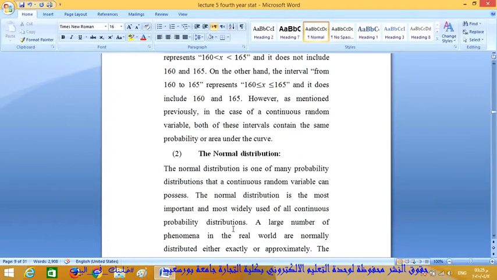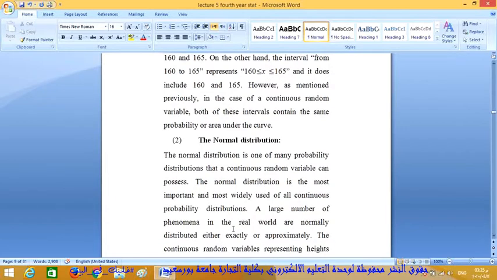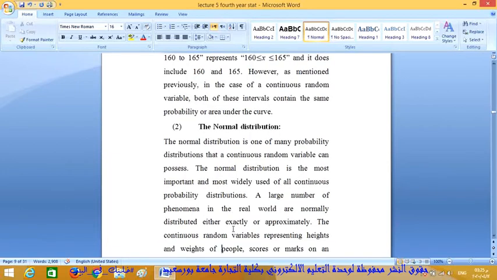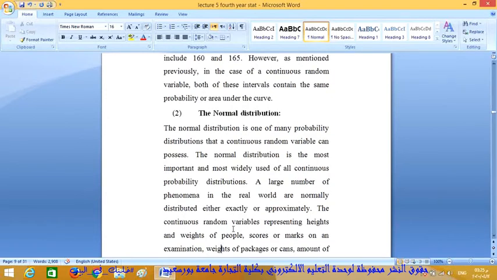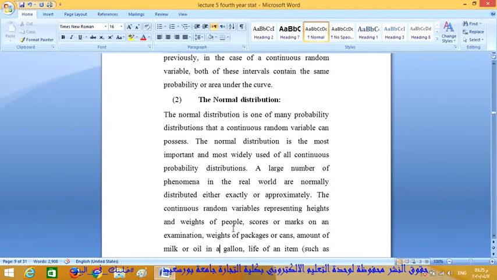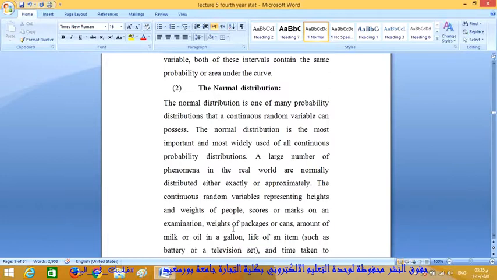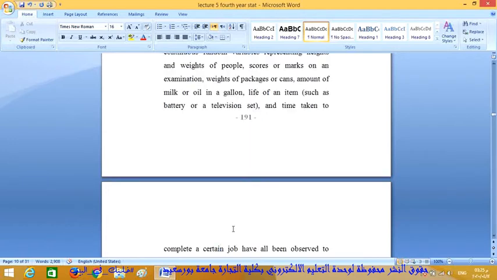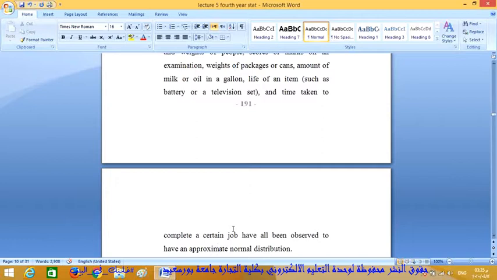A large number of phenomena in the real world are normally distributed, either exactly or approximately. The continuous random variables representing heights, weights of people, scores or marks on an examination, weights of packages or cans, amount of milk or oil in a gallon, life of an item such as a battery or television set, and time taken to complete a certain job have all been observed to have an approximate normal distribution. Okay, so all these examples represent a normal distribution.